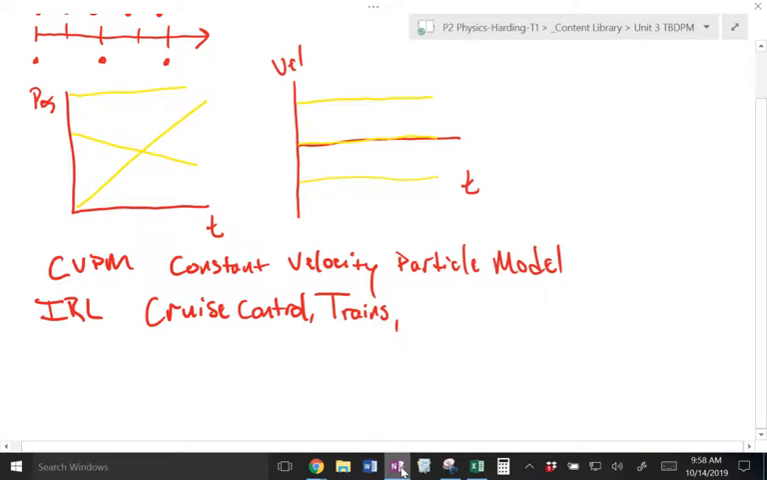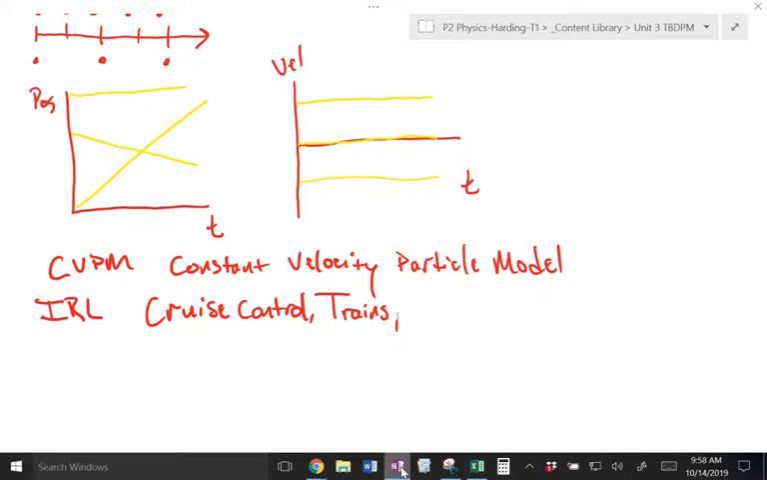All right, so back to the physics then. We were talking about things that are CVPM, things that travel at a constant velocity, things with velocity graphs that look like that and position-time graphs that look like that. Kate came up with cruise control, and we had train. Go crazy. There are things that move that way.